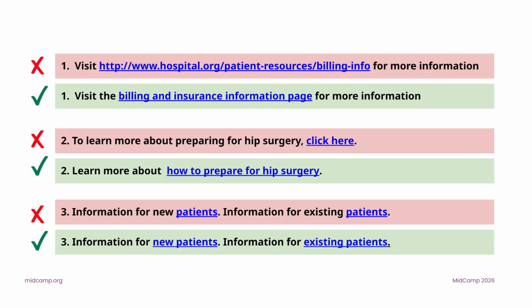But you can change it with the second one that has a big green check next to it. Visit the billing and insurance information page for more information. In this instance, our link is billing and insurance information page. You know exactly where you're going to go. And you also, before you click, know that it's going to serve the purpose you're looking for. I want more billing and insurance information.